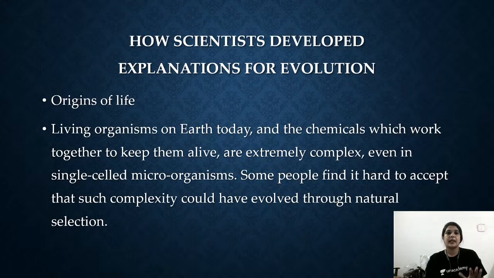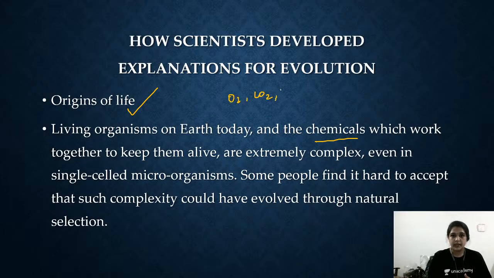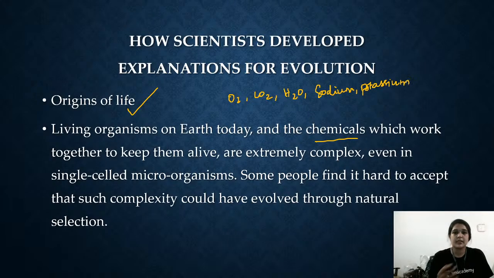So how did scientists develop explanations for evolution and the origin of life? Initially they wanted to know how life originated. We know very well that there are chemicals keeping us working, like oxygen, carbon dioxide, water, and then sodium, potassium, so many chemicals, but they are extremely complex. We can't just segregate them into simple chemicals. Even a single-celled microorganism is very complex in nature.